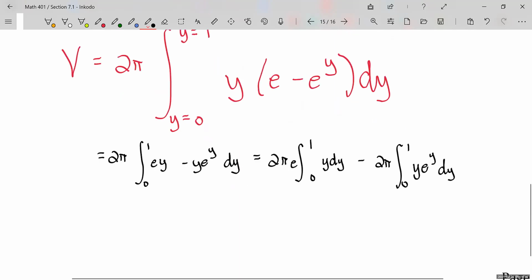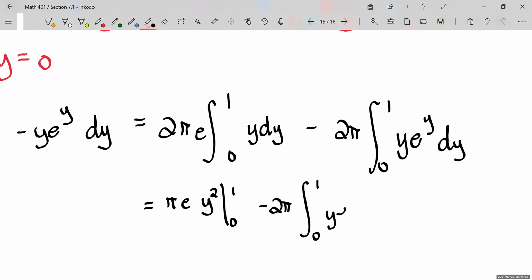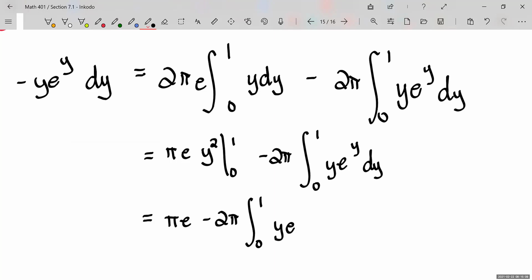And we know the first integral is just going to be y squared over 2, evaluated from 0 to 1. The second integral I'm going to leave alone for the time being because I want to talk about it. So let's go ahead and evaluate that first one. Just becomes 1 times pi e. So it's pi times e minus 2 pi, integral from 0 to 1, y e to the y dy.